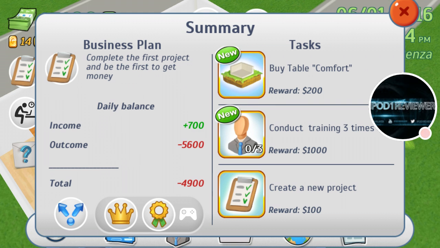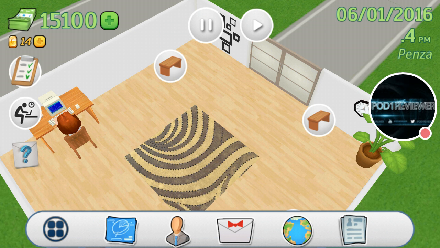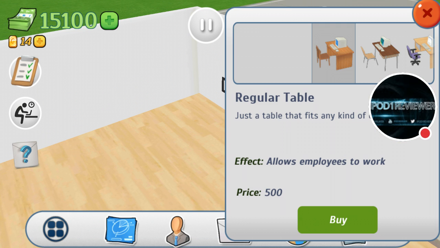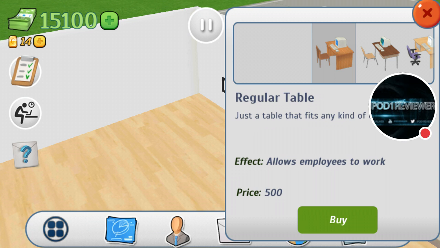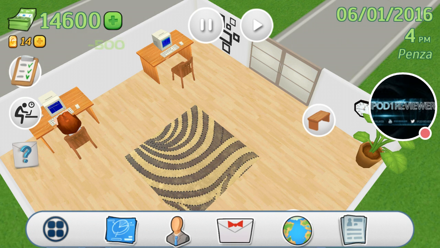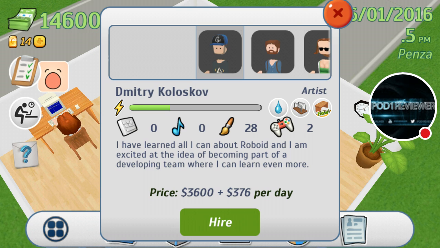All right, so I gotta buy another table. Buy a table. Conduct training 3 times. Create a new project. All right. I'm losing money here. Okay, so I need to buy another table, conduct training 3 times, and create a new project. Oh no, honey, we not graduated to that yet. So buy a table. Do I need to hire somebody else?